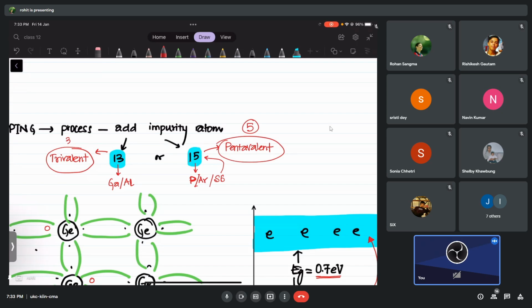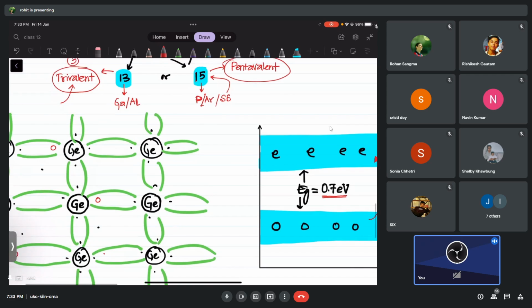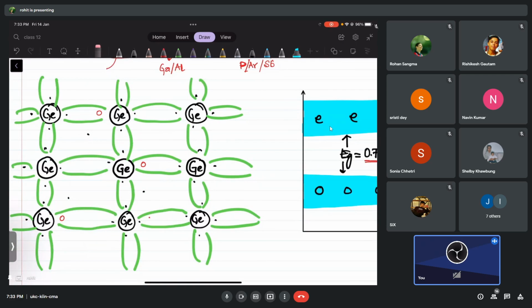Trivalency and pentavalency. Pentavalent is valency 5, and this is valency 3. 5 valency means how many outermost electrons? 5, no? And trivalent means how many outermost electrons? 3. Okay, let me show you now what I am going to do. Let me remove this germanium from here. Don't forget, I'm adding something here.